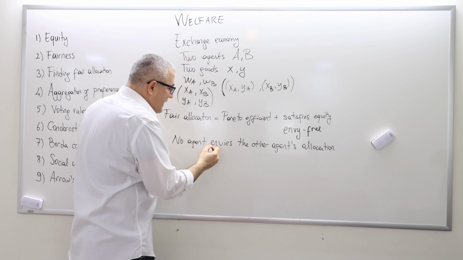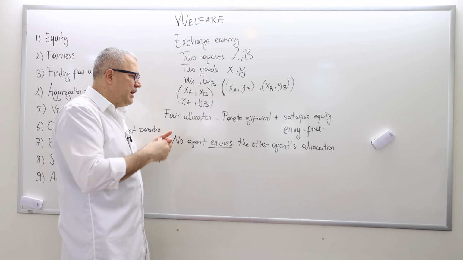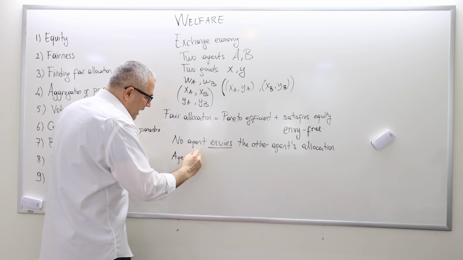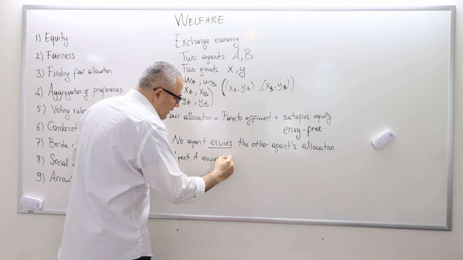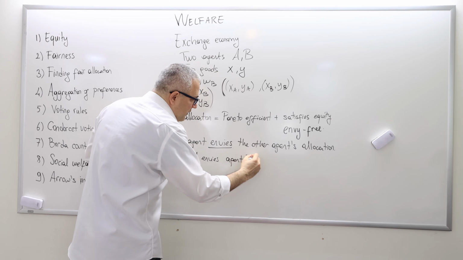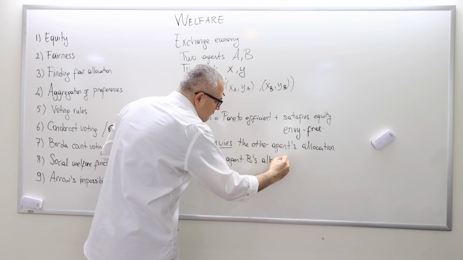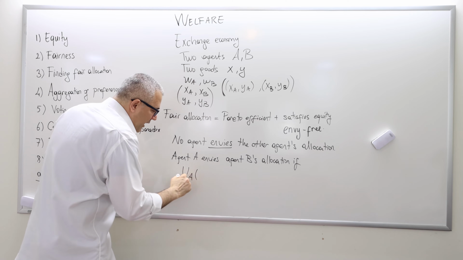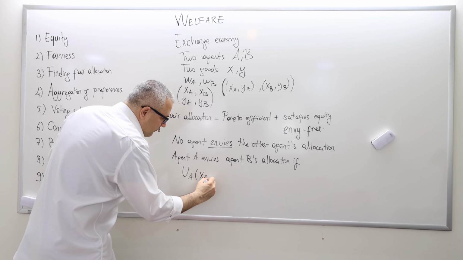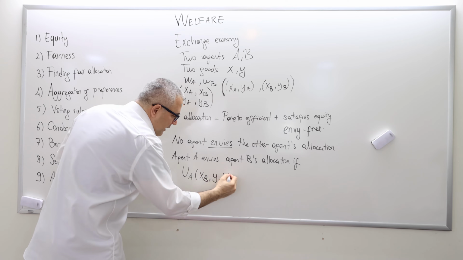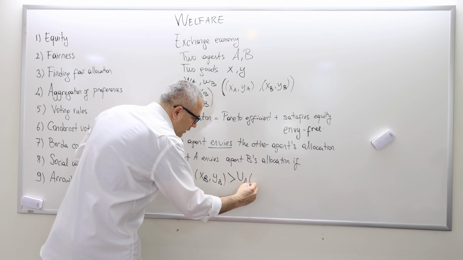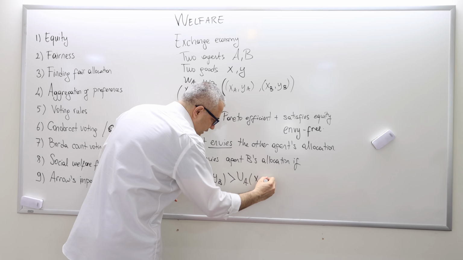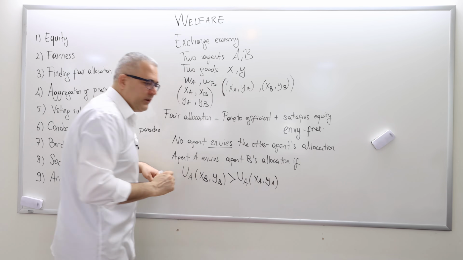Well, what does envy mean? It's like when an agent envies the other agent's allocation. Agent A envies agent B's allocation if and only if the utility of agent A, when she consumes agent B's allocation, is greater than her utility if instead she consumes her own allocation.